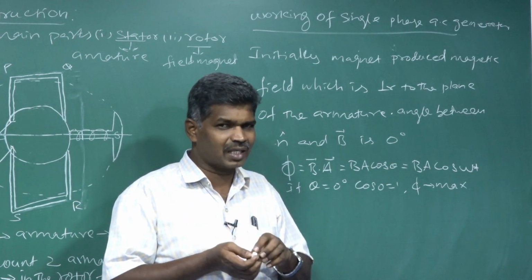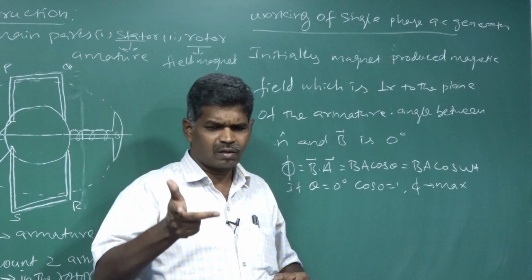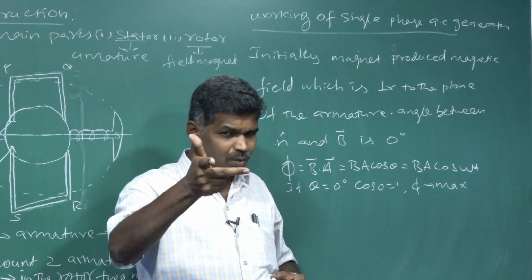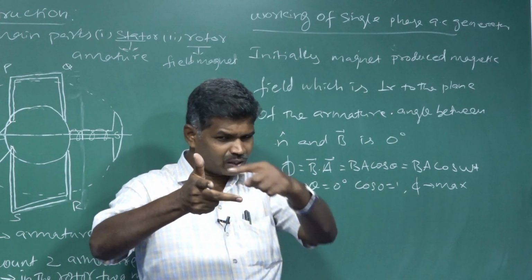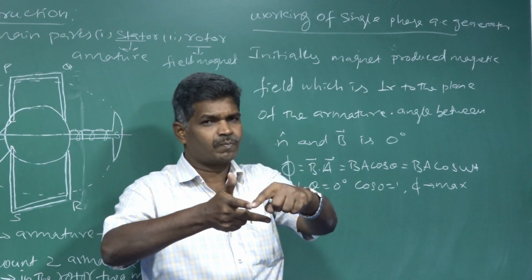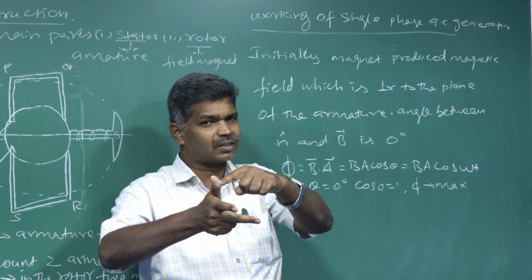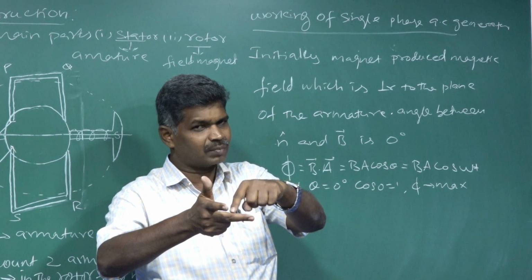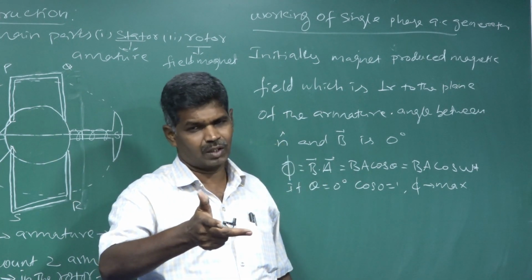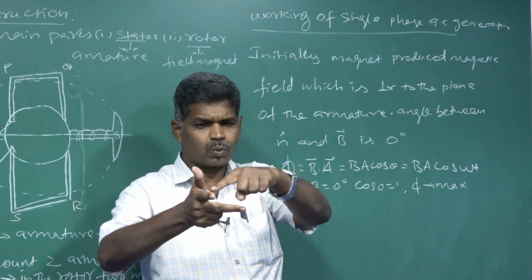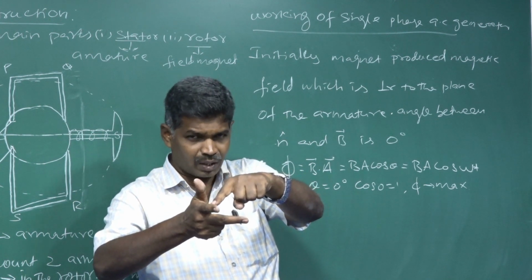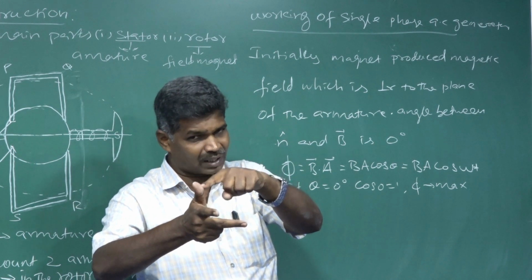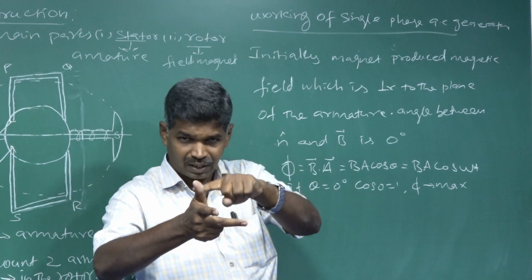In Fleming's right hand rule, we know that the first 3 fingers are stretched mutually perpendicular to each other. The 4 fingers show the direction of the magnetic field. The thumb shows the direction of the movement of the conductor. Then the middle finger shows the direction of the induced current.